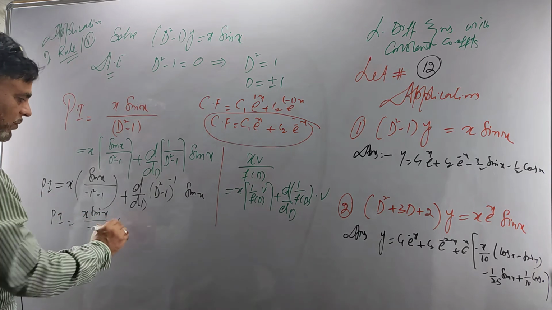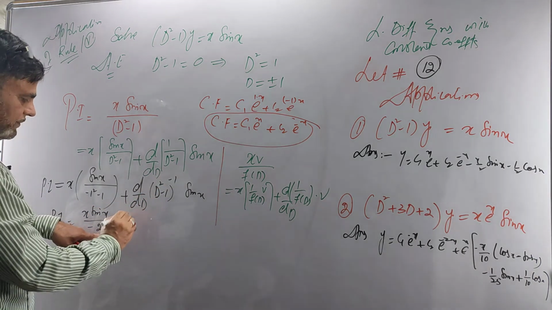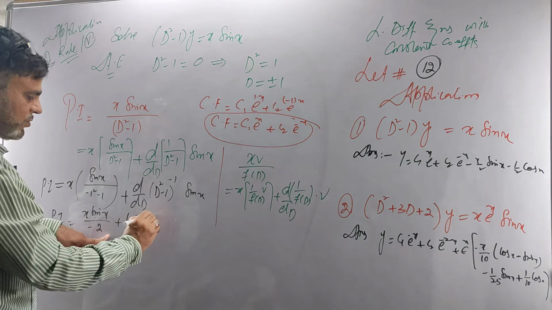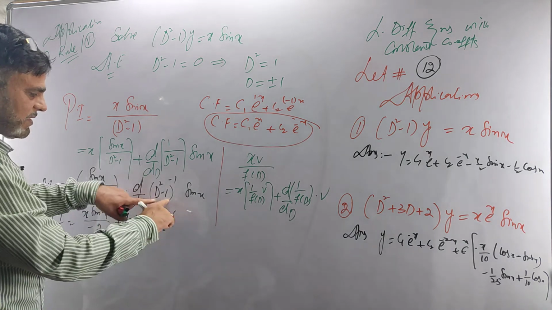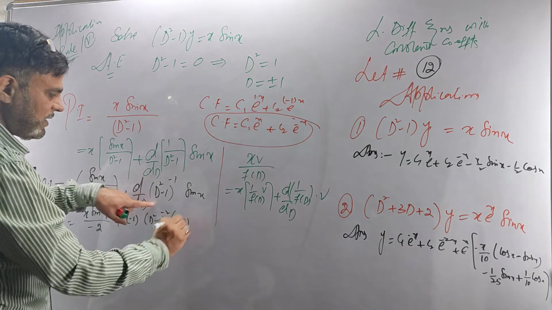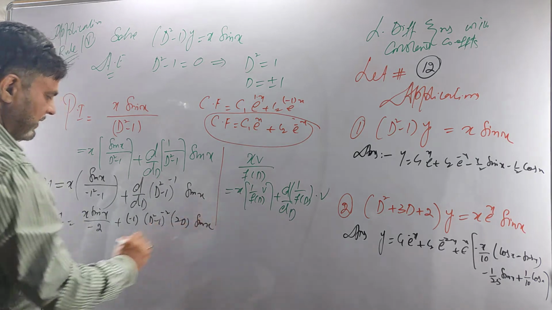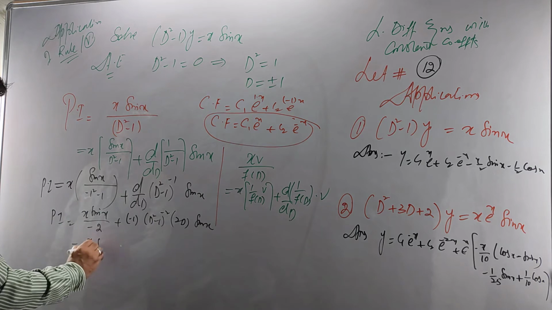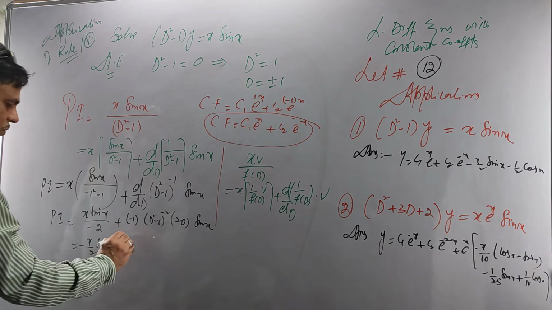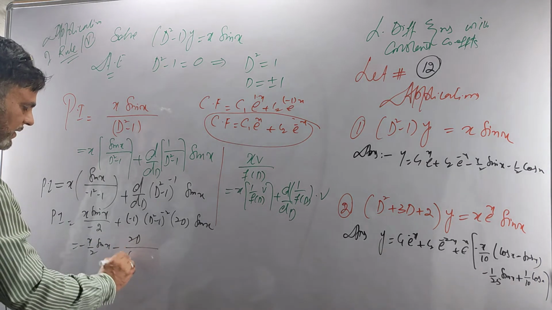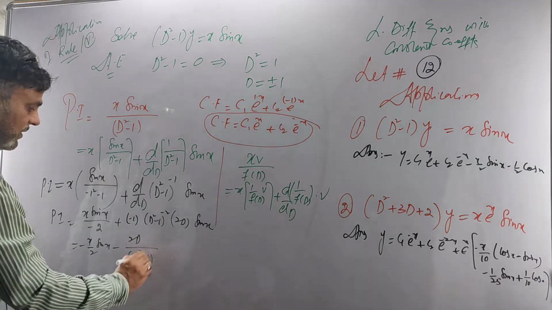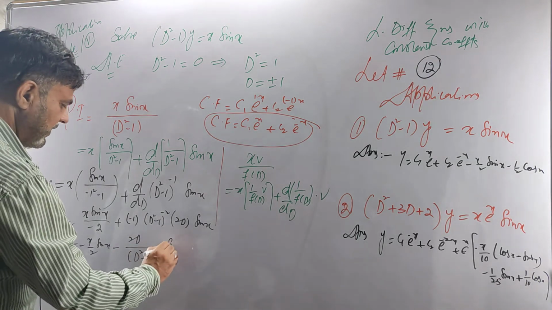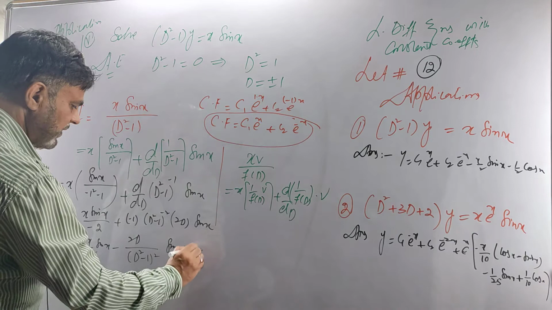Then how do you differentiate this? Minus 1 down. This is D square minus 1 raised to the power minus 2. The internal derivative of this is 2D sin x. Then it is equal to minus x by 2 sin x minus 2D by D square minus 1 whole square. It is sin x.